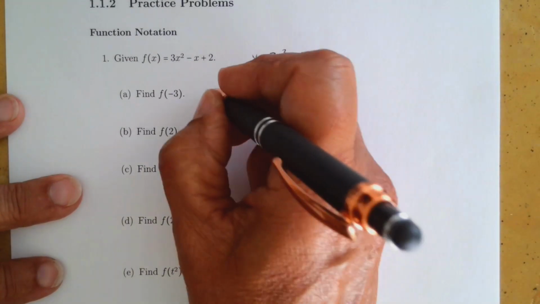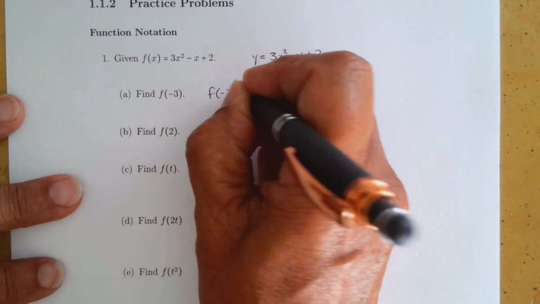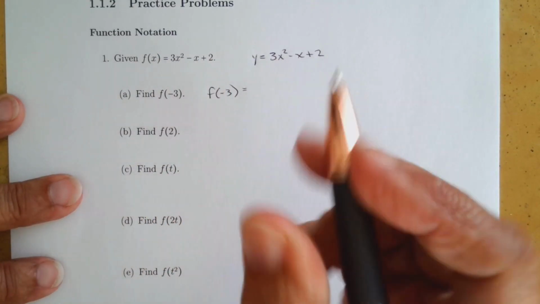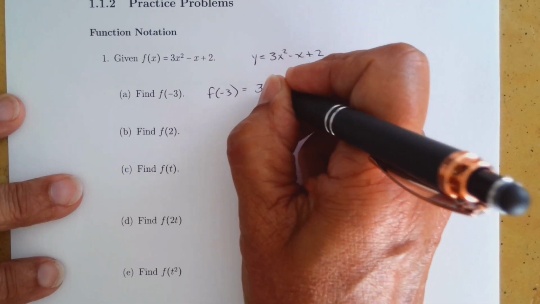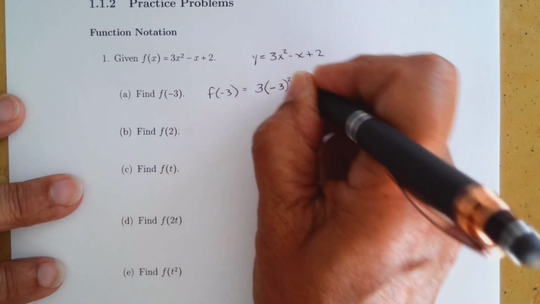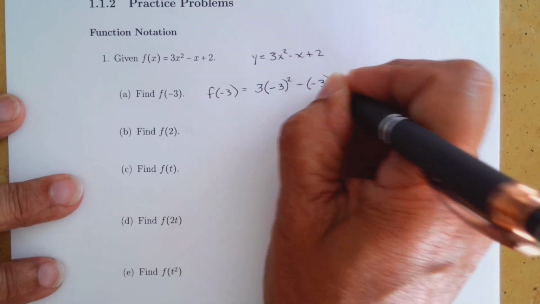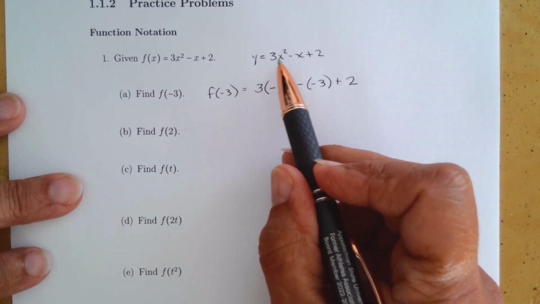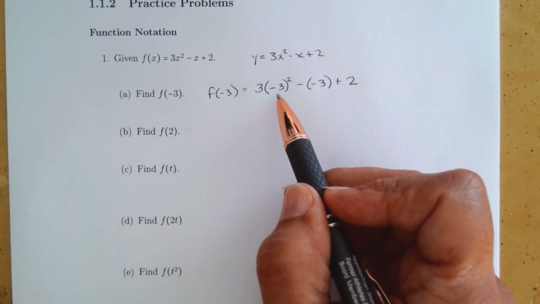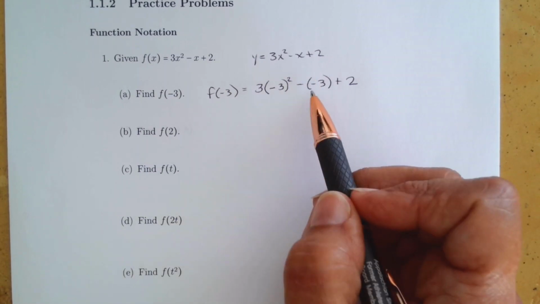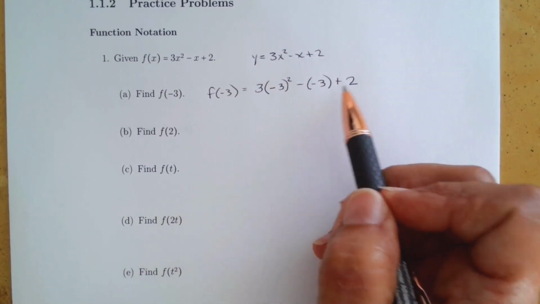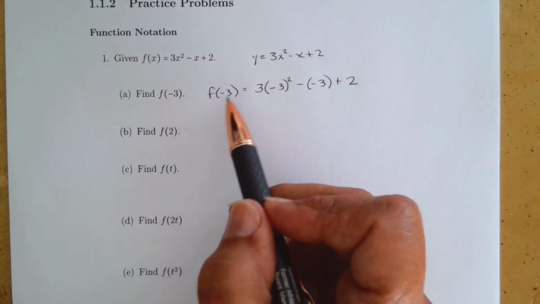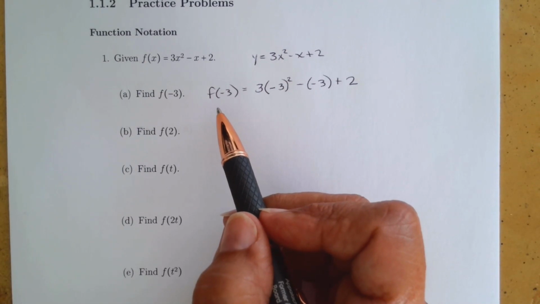So if you're finding f of negative 3, then that means that all the x's on this side would change to negative 3. And when you use negative numbers, please put them in parentheses, okay? Especially if you're using your calculator. Sometimes if you don't, you're going to get it wrong. So notice I had 3x squared, so now I have 3 times negative 3 squared, minus x, so now I have minus negative 3, plus 2. So everywhere there was an x in the function, I'm now replacing it with whatever they gave me. And in this case, it was negative 3.